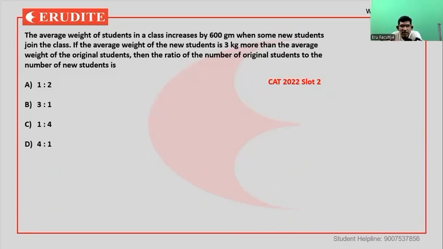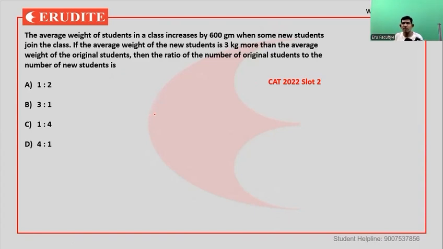It says the average weight of students in a class increases by 600 gram when some new students join the class. If the average weight of the new students is 3 kg more than the average weight of the original students, then the ratio of the number of original students to the number of new students is what?